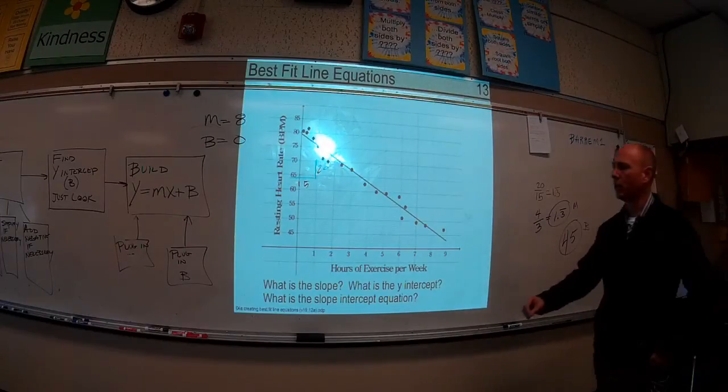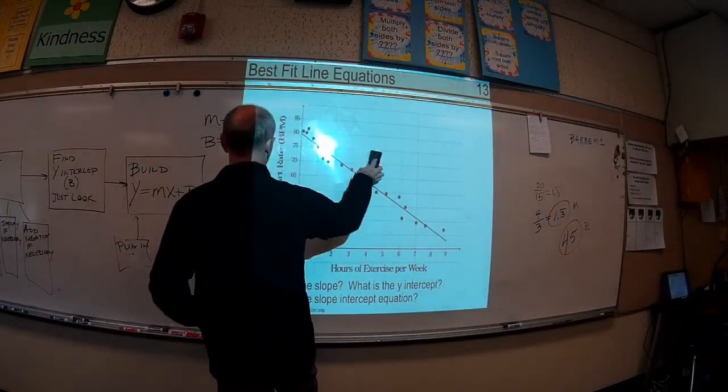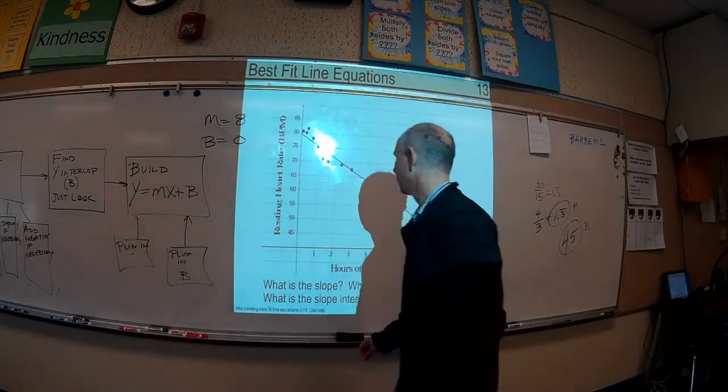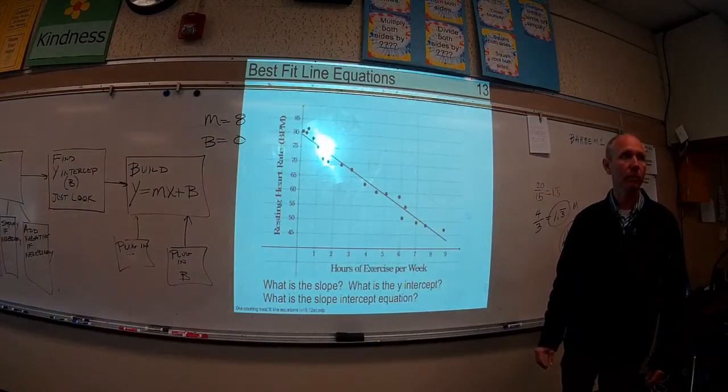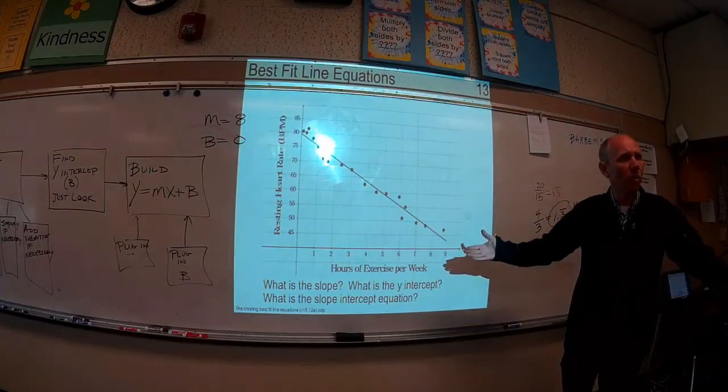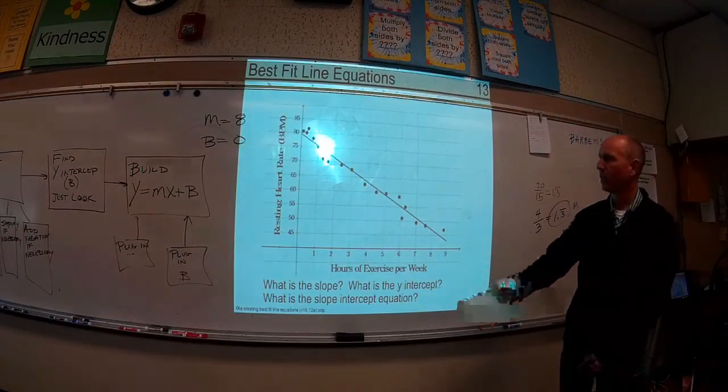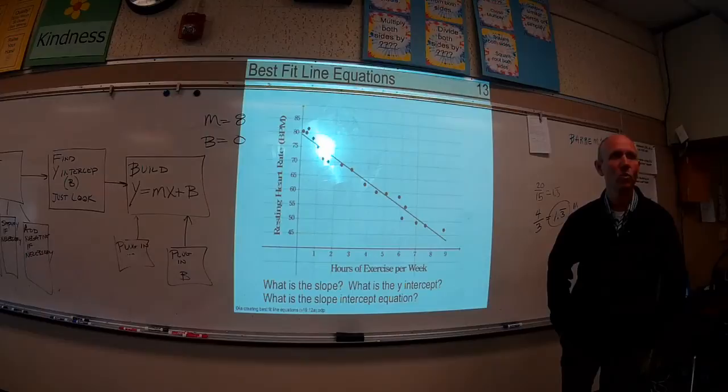We're gonna start with Dakota. Dakota, what's the first step? Draw best fit line. Done. Dakota, what's my next step? Find slope. How do I find the slope? Find your good points. Come up here and find 2 good points.